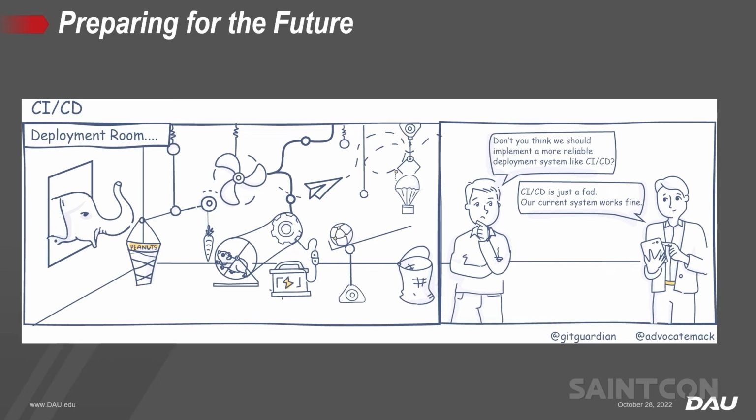This comic is lots of fun. Don't you need a more reliable deployment system like CI/CD? It's just a fad. Our current system works fine. We have mice running and everything else. Why change what's not broken? Why improve? That's being stagnant. There's security issues that come with it. There's probably lots of vulnerabilities with the elephant or whatnot. What if something dies or stops working in that? How do you go in and fix it? How do you go through it?